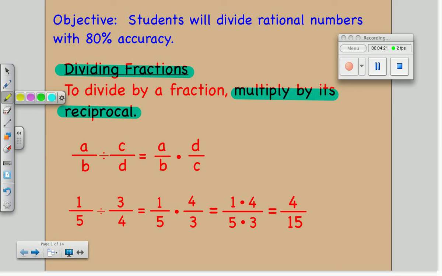So, you can write this problem down here. 1/5 divided by 3/4 is the same as 1/5 multiplied by the reciprocal of 3/4, which is 4/3. 1 times 4 and 5 times 3 is 4/15.